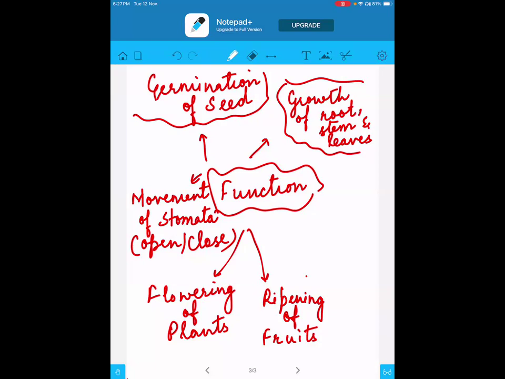So, be it the rose plant, be it the hibiscus plant, mostly all the plants, what do they do? They will be giving the flowers. They will be producing the flowers. Those flowers are produced because of the presence of these hormones, which are the plant hormones.